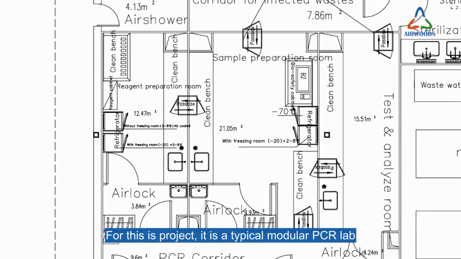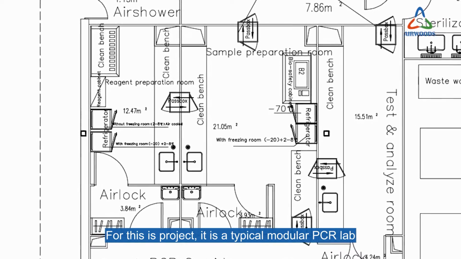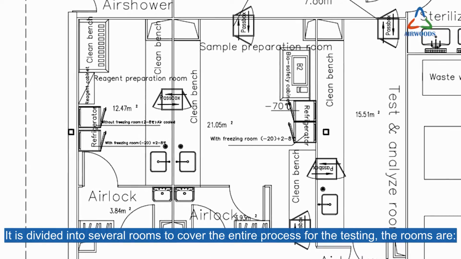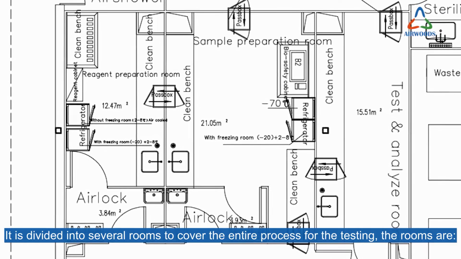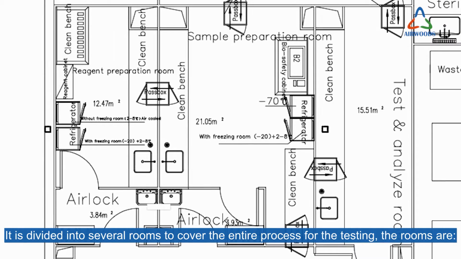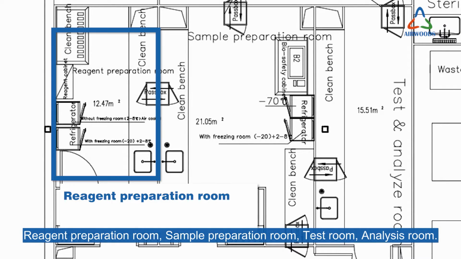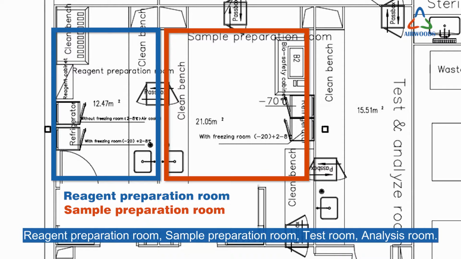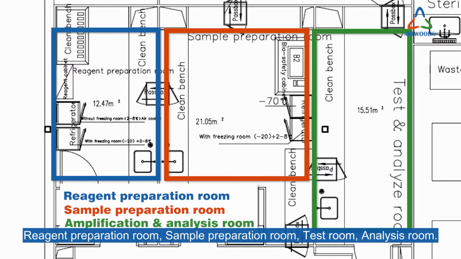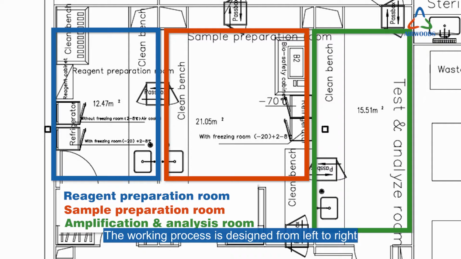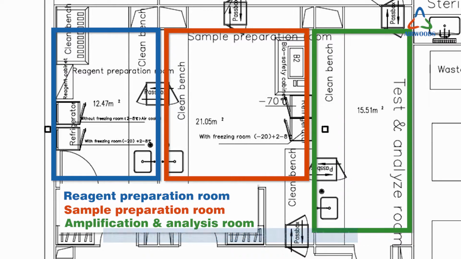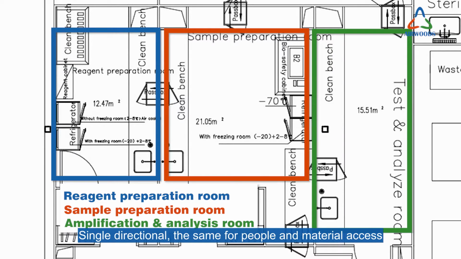This project is a typical modular PCR lab. It is divided into several rooms to cover the entire process for the testing. The rooms are the reagent preparation room, sample preparation room, and amplification and analysis room. The working process is designed from left to right, single directional, the same for people and material access.